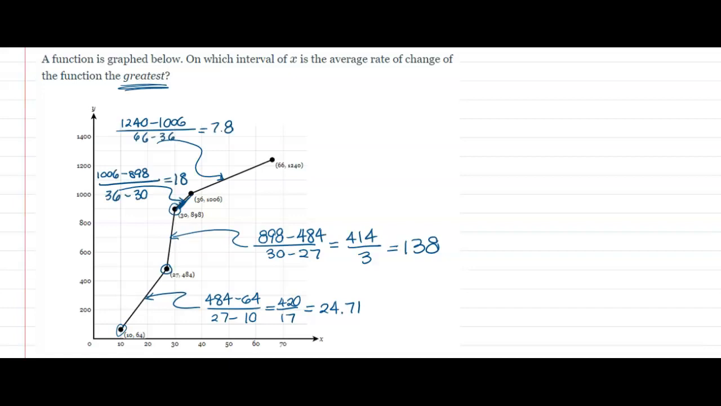So now we just need to compare these rates of change. On the first interval, it's 24.71 compared to 138, compared to 18, compared to 7.8. Which one is the greatest? 138. You can also think about it. I'm going to make a little stick figure here.